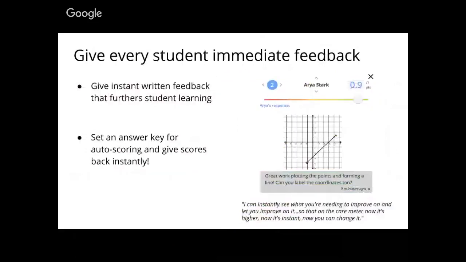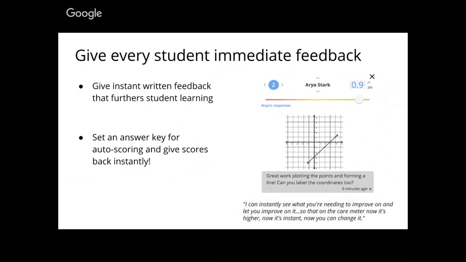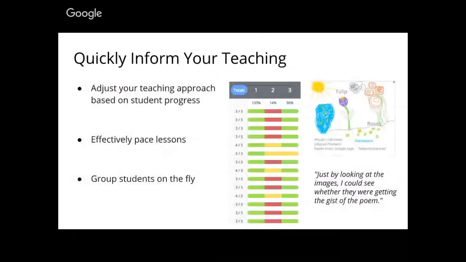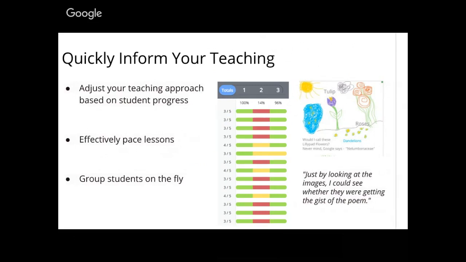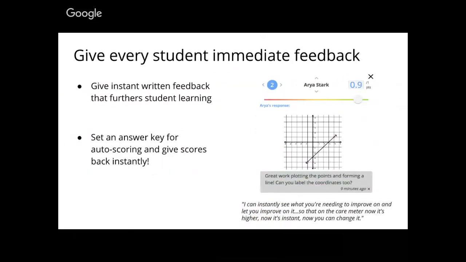Give every student immediate feedback, give instant written feedback that furthers student learning, and set an answer key for auto scoring, and it gives scores back instantly, which is great. So you can just go ahead and set in the key, the students take your assessment, and it's instantly graded, unless it's something, of course, like on this last slide, where it's a picture that you, the teacher, will actually need to look at and evaluate yourself for comprehension. But it's really, really nice to have that instant grading.